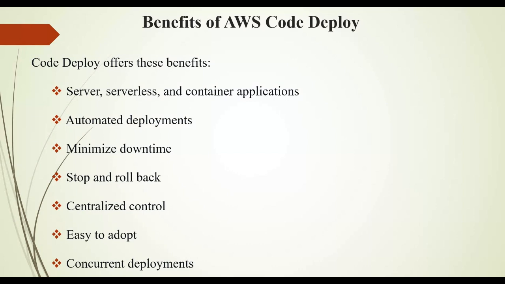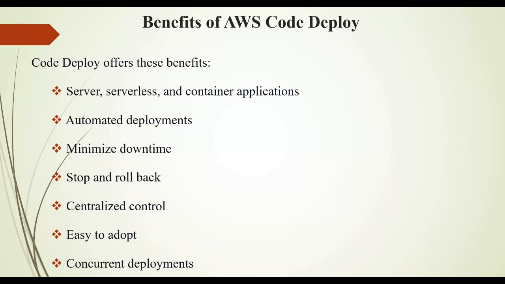The next is stop and rollback. You can automatically or manually stop and roll back deployments if there are errors. The next is centralized control. You can launch and track the status of your deployment through the CodeDeploy console or the AWS CLI. You receive a report that lists when each application revision was deployed and to which Amazon EC2 instance. Easy to adopt: CodeDeploy is platform-agnostic and works with any application. You can easily reuse your setup code and also integrate with your software release process or continuous delivery toolchain. The next is concurrent deployments.